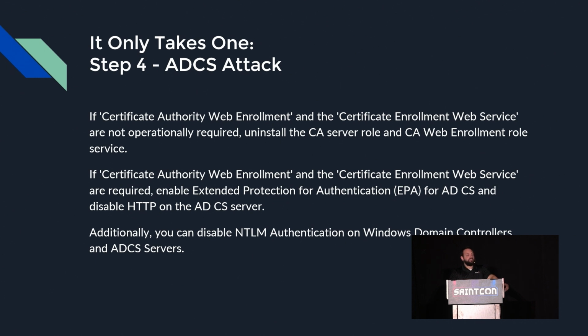Additionally, you can disable NTLM authentication on Windows domain controllers and ADCS services. So if you remember, everything we started with was just getting an NTLM hash and then being able to relay it. So as an alternative method, the other steps would be good to take care of too, but this would make it harder because I'd have to find a different way to get that NTLM hash to do these things.